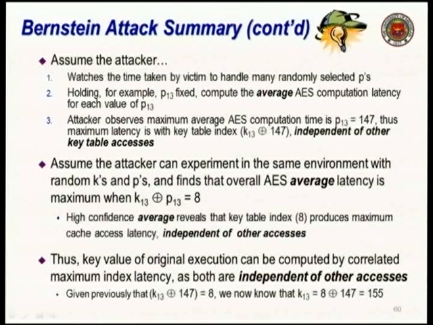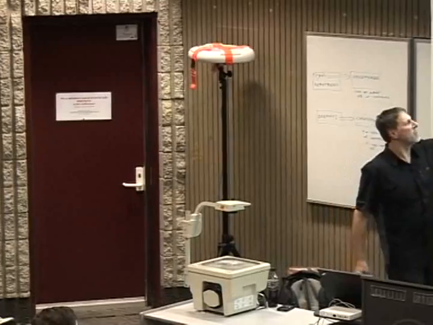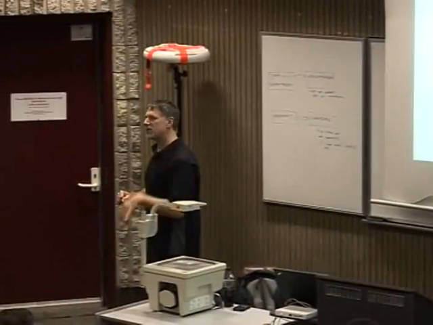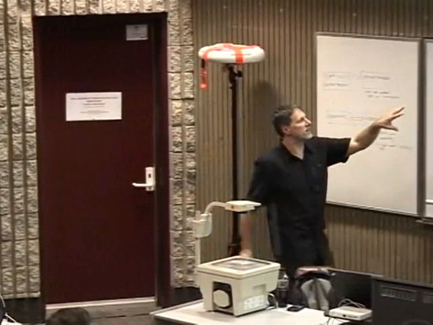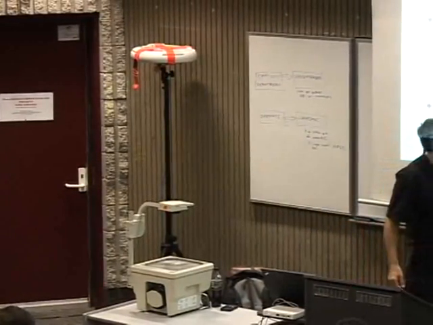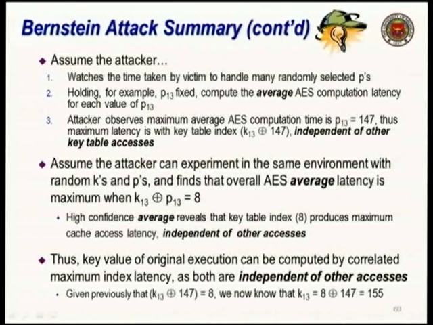Then on the same exact machine, he fixes the plain text, and on his own machine, he varies the key, leaving the plain text fixed. As he varies the key, he looks to see, for what key value do I get the maximum latency? If he knows the maximum latency is for a particular key value, and he knows that XOR is 8, he can then work backwards and know that when this value is XORed with this value, that's the maximum latency, that's the key byte.